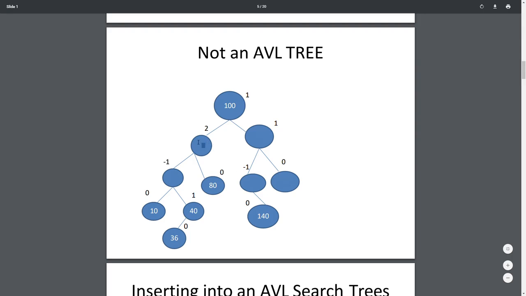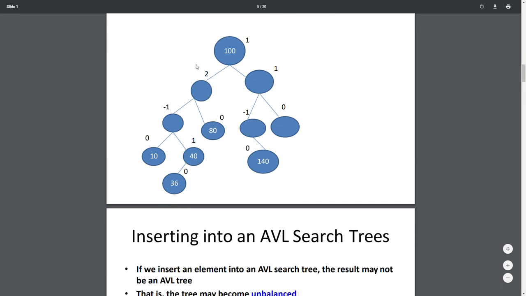Now this node has balance factor 2. So this tree is not a balanced tree, because this node has balance factor other than -1, 0 and 1, and this node has balance factor 2. So this node is also called a critical node, and this tree is called a not balanced tree or not AVL tree. So to make this tree an AVL tree, we have to apply rotation on this tree.